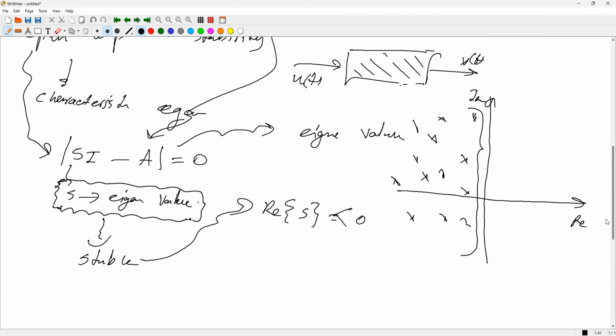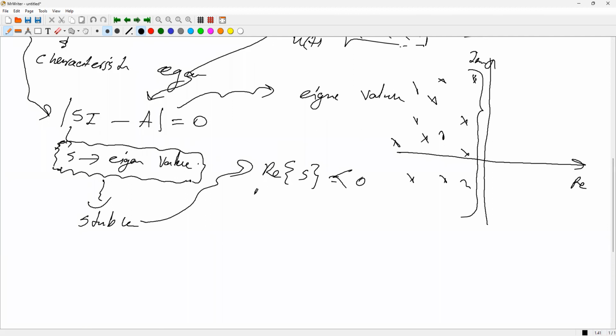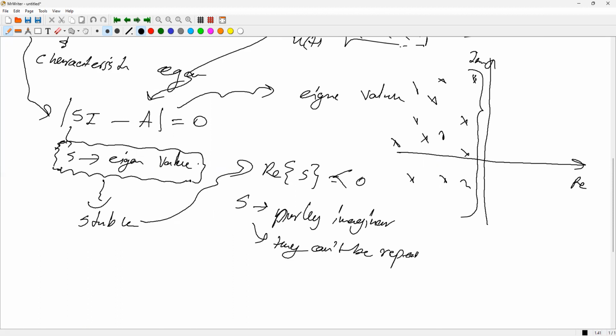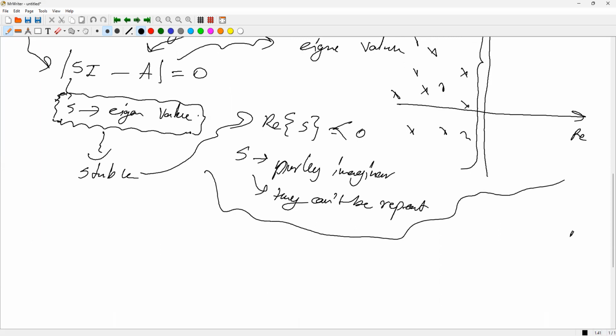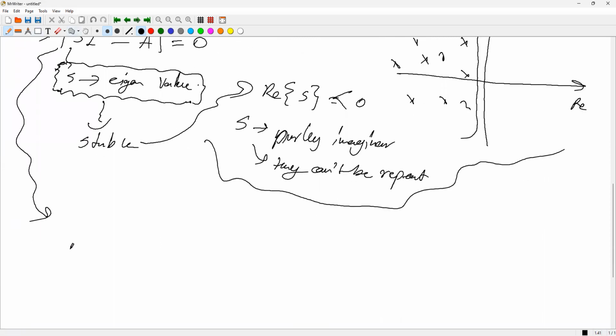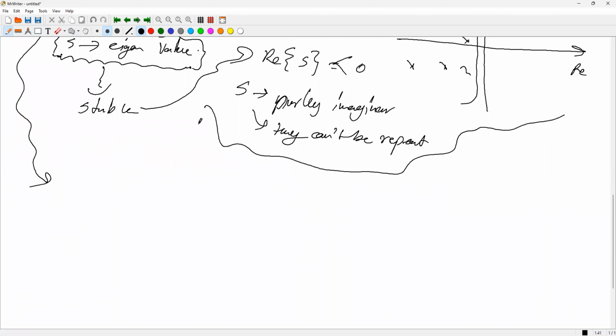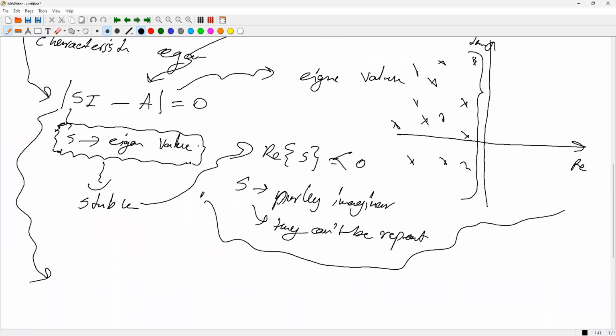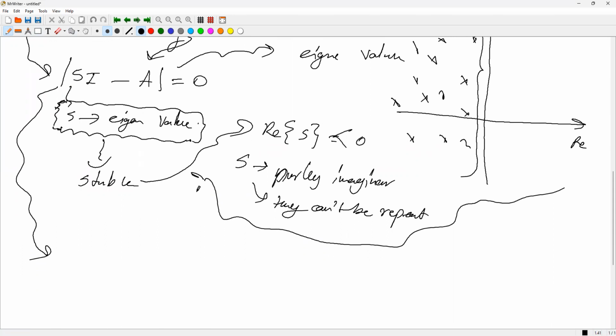And if the eigenvalues are purely imaginary, then they can't be repeated. So we need to remember these relationships, and also how to use the characteristic equation and find eigenvalues, so we know how to tell whether the system is stable or unstable.